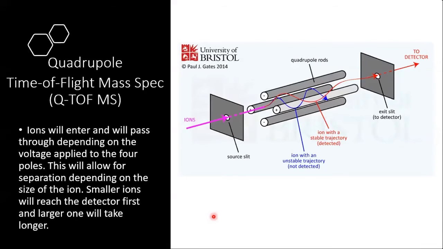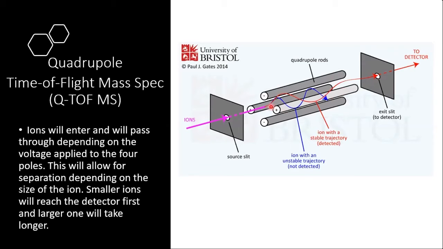Now I will talk about the quadrupole time of flight mass spec, which is how we're going to determine the mass of our molecules. The ions will be entering through here. Depending on the voltage that is applied to these four poles, the quadrupole rods, certain ions are allowed to cross, while the ones that are not matching the voltage needed will crash and not be recorded. As this voltage changes, we will allow different ions to cross successfully.